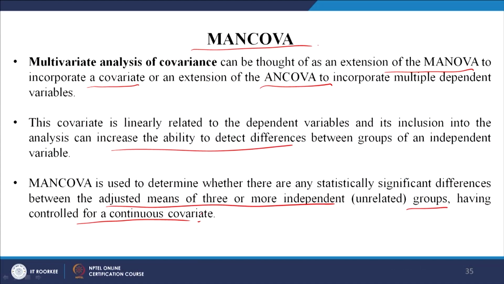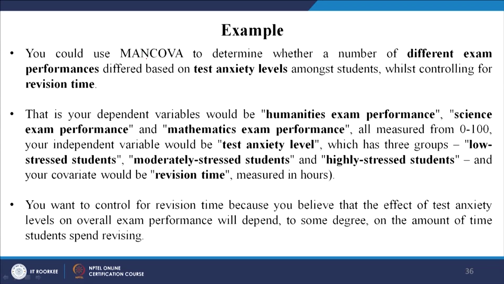MANCOVA is used to determine whether there are any statistically significant differences between the adjusted means of 3 or more independent groups. That means, in one factor there are 3 groups or more than that, having control for the continuous covariate, right. You could use MANCOVA to determine whether a number of different exam performances differed based on test anxiety levels among students while controlling for revision time. So, let us see this example.